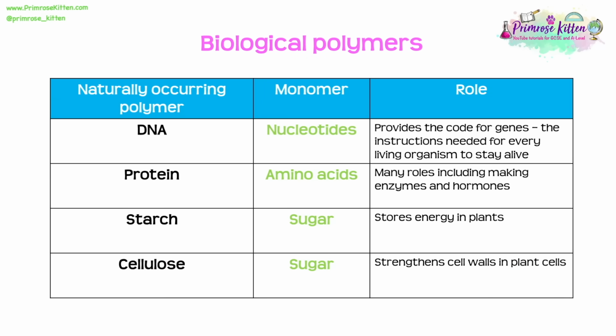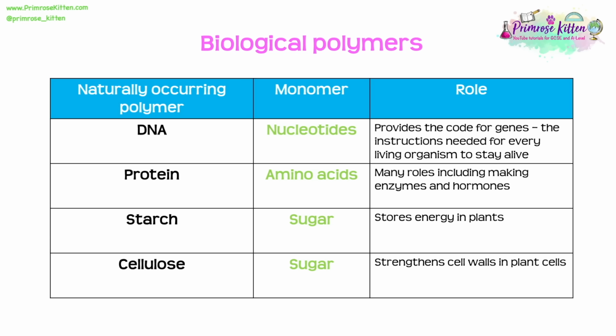This table here gives us a great summary of the biological polymers that you need to know about. We need to know that DNA is a naturally occurring polymer, whose monomers are the nucleotides. And we need to know that DNA provides the instructions needed for every living organism to stay alive. Next up, we've got proteins. We need to know that the polymer of proteins, or polypeptides, has the monomer of amino acids. And proteins have many roles, including making enzymes and making hormones.